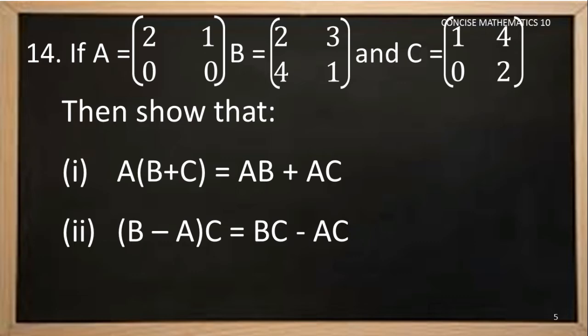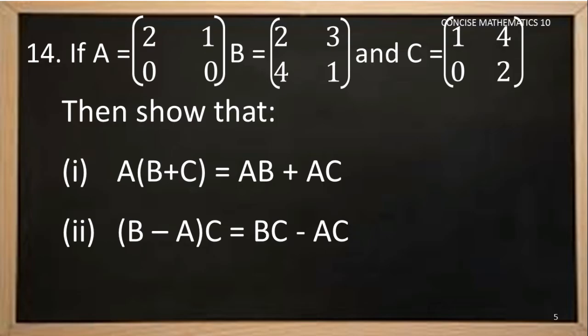So how to solve this problem? So first consider the first sub-question. In the first step calculate B plus C. In the second step, calculate A into B plus C. Mark it as result number 1. And consider the right hand side. First calculate A into B, then calculate A into C, then add the corresponding elements of AB plus AC and mark that result as result number 2 and compare result 1 and result 2 and give your solution.